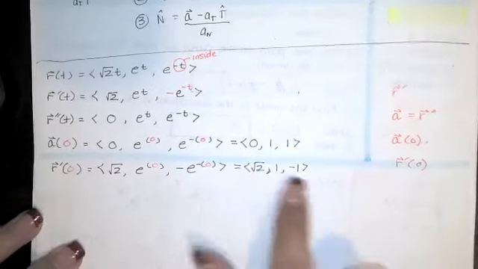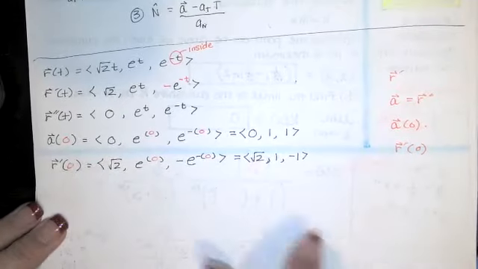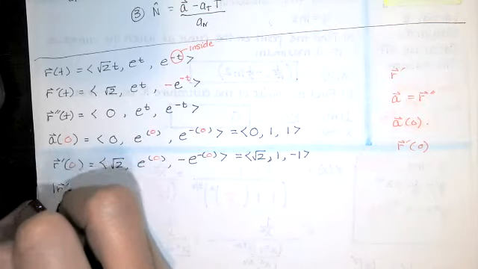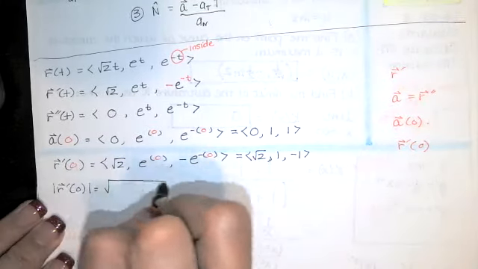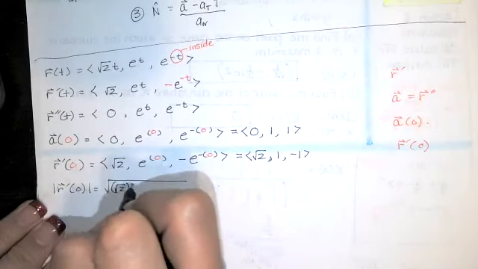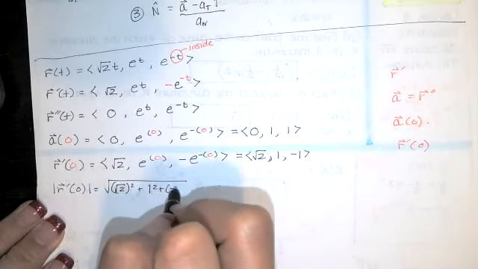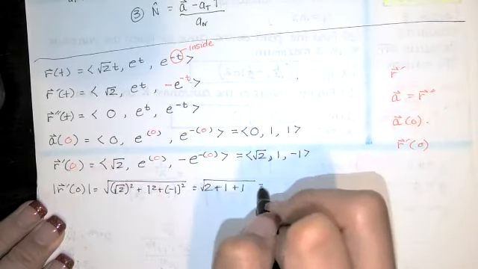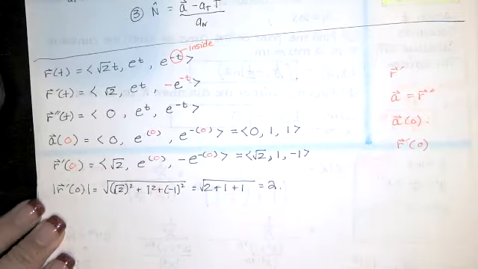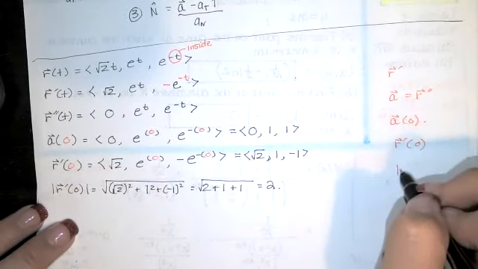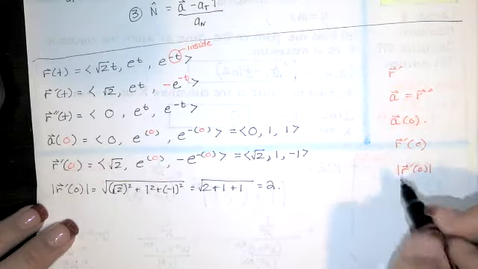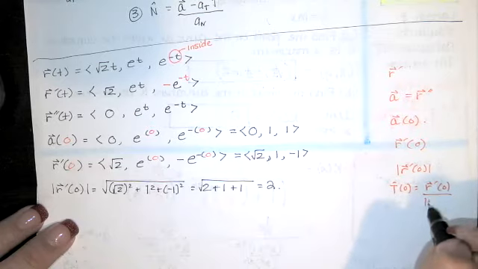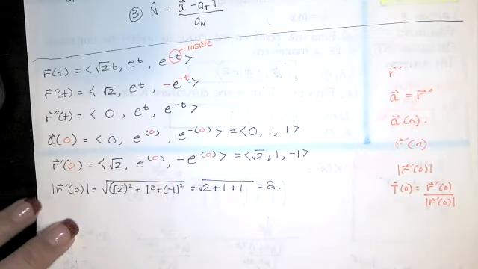And now we want to take this vector and divide it by its magnitude. Before we do that, we'll find the magnitude of the vector by taking the components, squaring them, adding them, and then taking the square root. So we'll have 2 plus 1 plus 1, square root of 4, which is 2. So t hat at 0 is r prime at 0, that vector divided by the scalar, its magnitude.